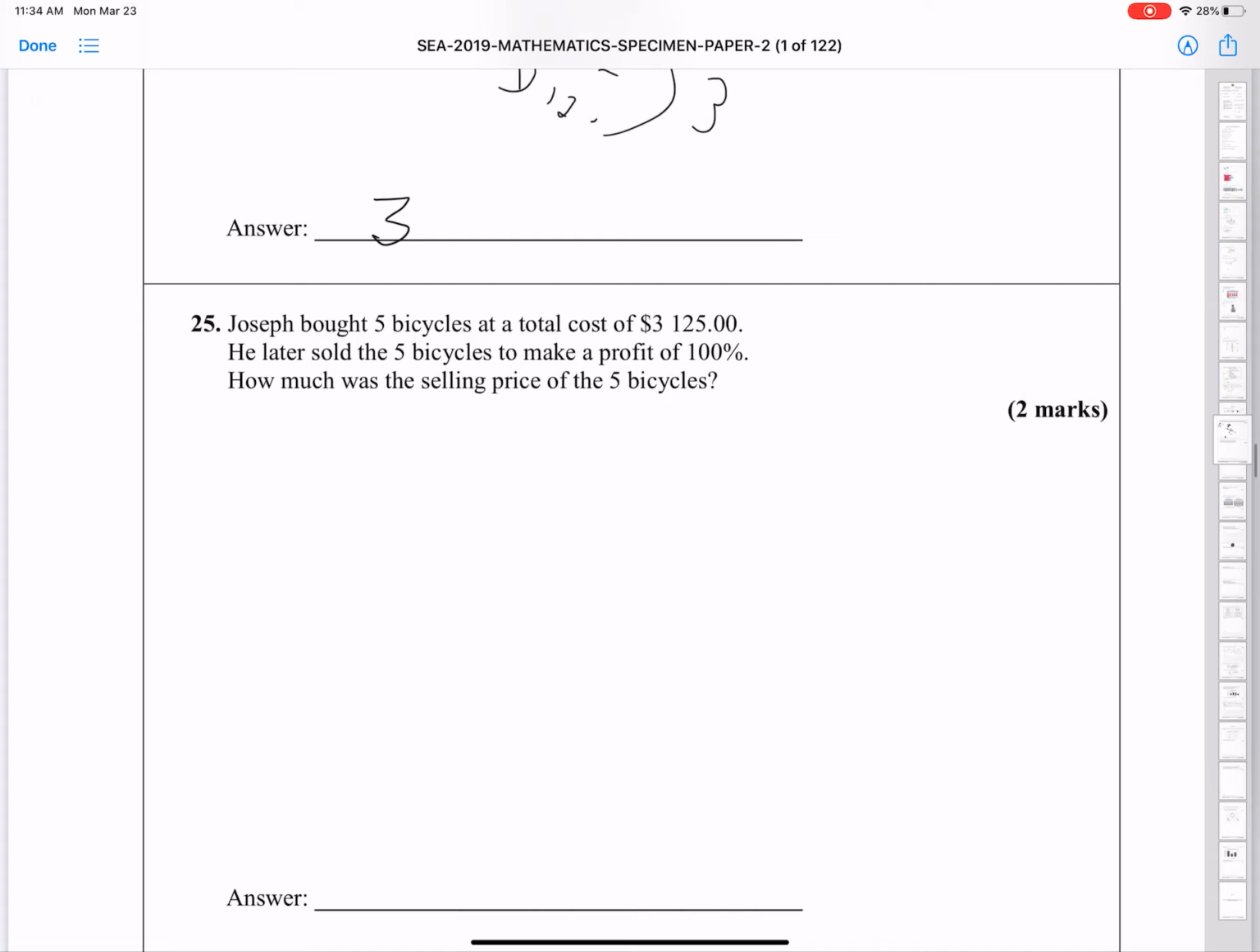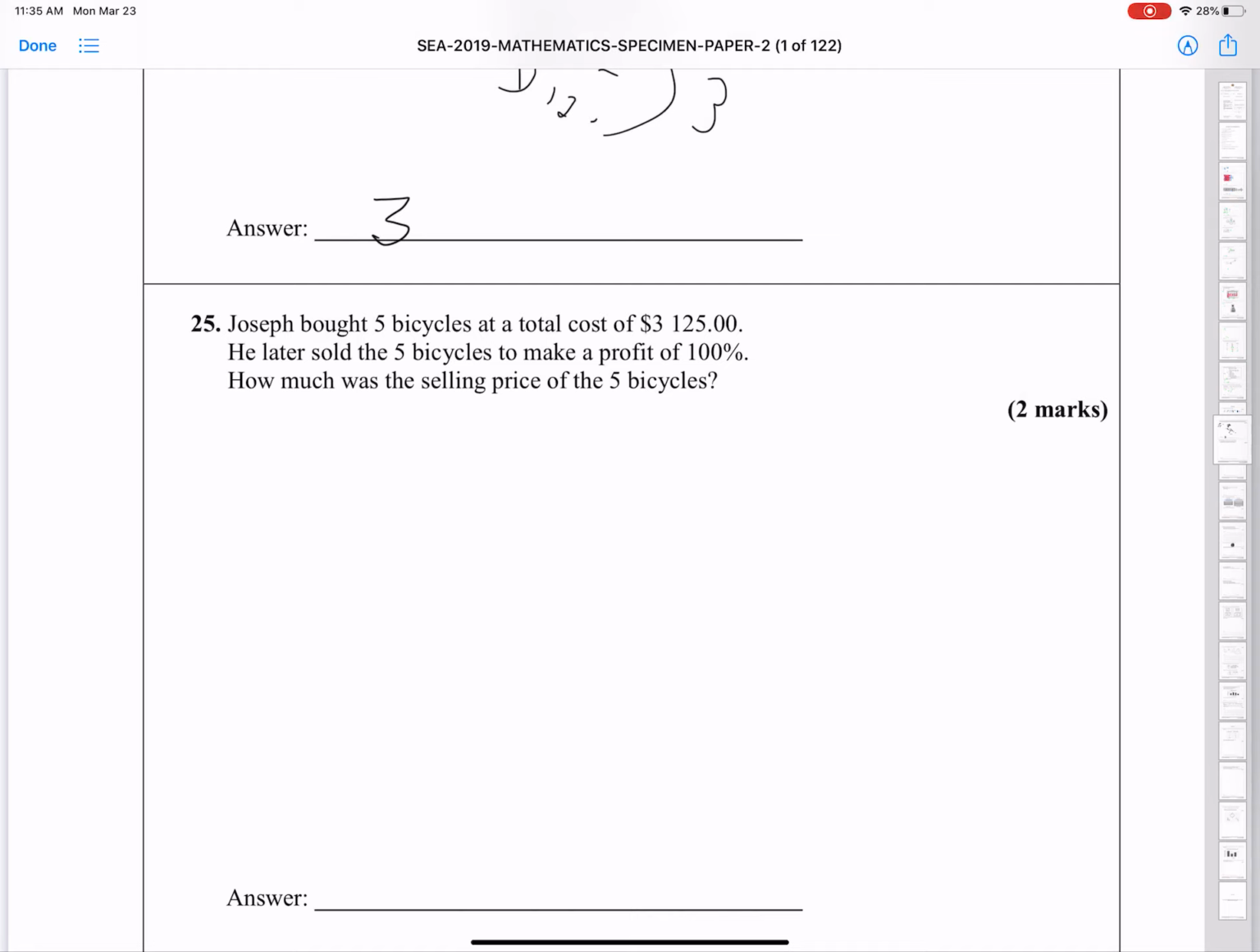Joseph bought 5 bicycles at a total cost of $3,125. He later sold the 5 bicycles to make a profit of 100%. How much was the selling price of the 5 bicycles? So the story is that Joseph bought some bicycles. How much did he pay? What was the cost price?